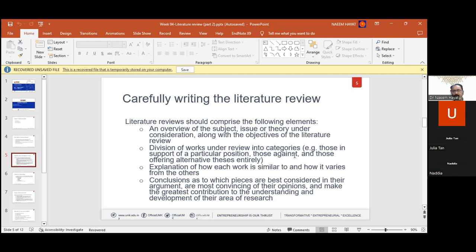So in the conclusion, as we mix and match the pieces of the work and consider their arguments, and most convincingly the opinions and the great contributions, we understand the development of the research. Certainly every research area has some probable gaps. So while discussing and documenting this literature, we are able to understand and contribute towards finding a way to solve the problem or the issue in the literature. So this is broadly a writing mechanism that we follow in the literature.